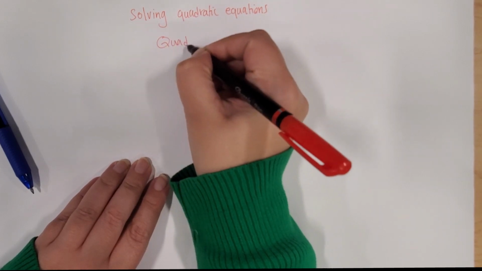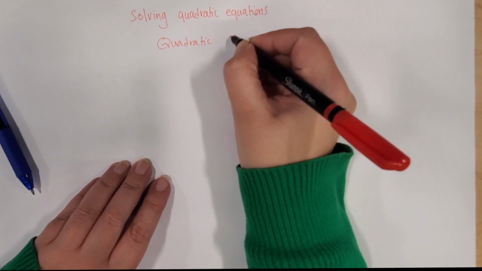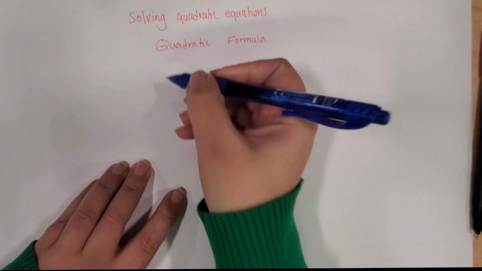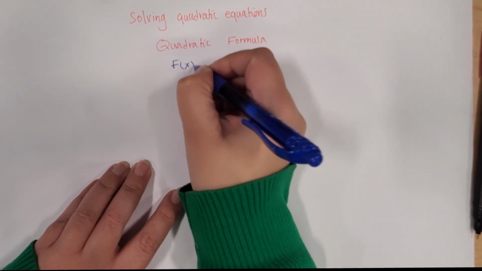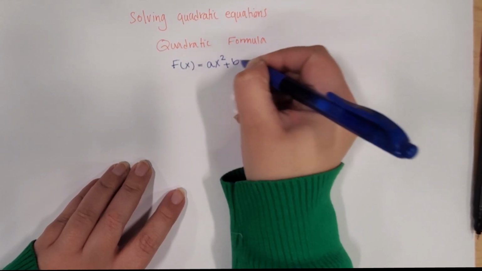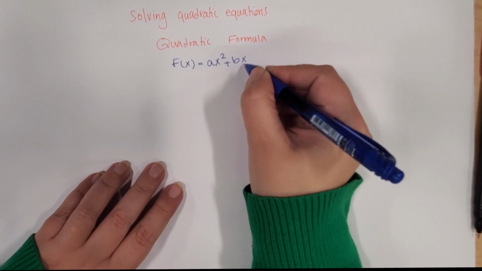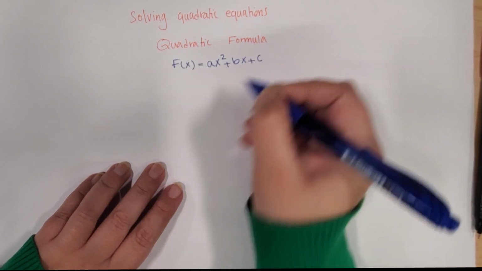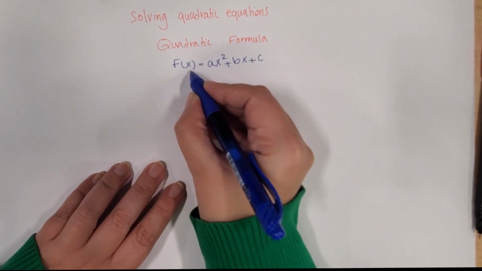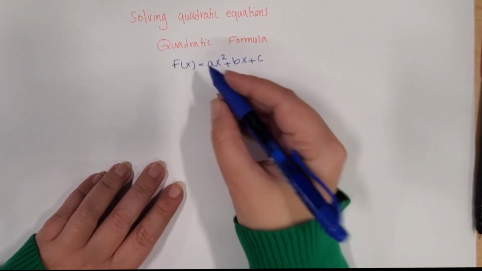So what is a quadratic expression? A quadratic expression is any algebraic expression in which the biggest power is 2, and then we could have a combination of first order x and constant. This is a function in terms of x, and it's a quadratic function because the biggest power is 2.